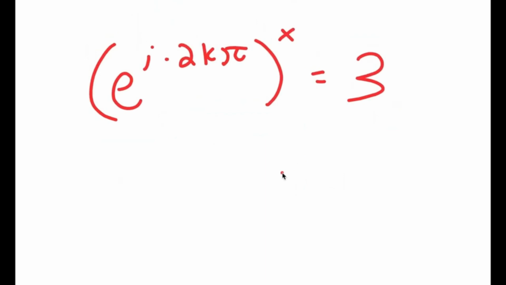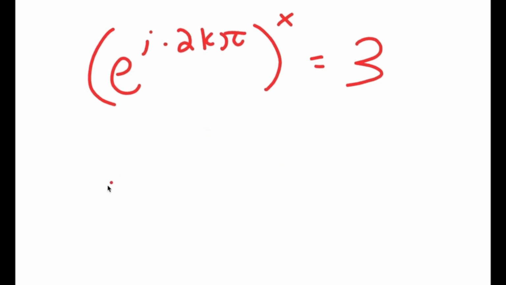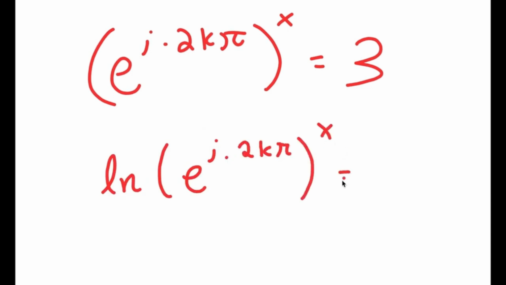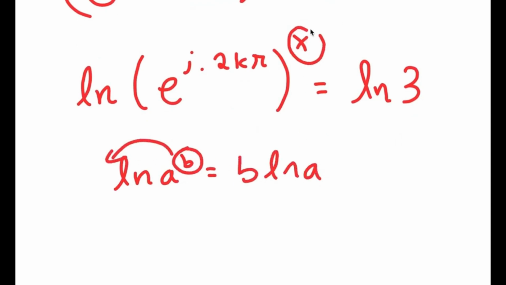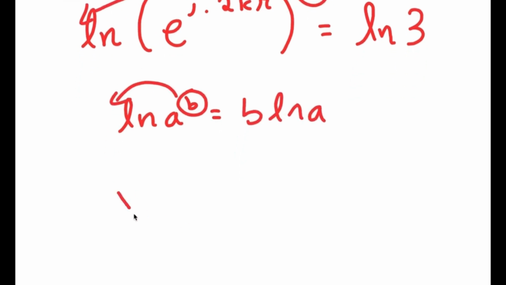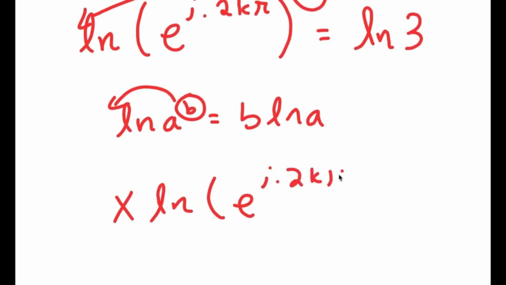So now, to solve this, I'm going to do what I did at the start. I'm going to take the natural log, or ln, on both sides. So I get ln of e to the power of i times 2k pi, to the power of x, is equal to ln of 3. Now, if I have something in the form ln a to the power of b, I can move this exponent b to the front, so I get b times ln a. In this case, I can move x to the front, so I get x times ln e to the power of i times 2k pi is equal to ln 3.